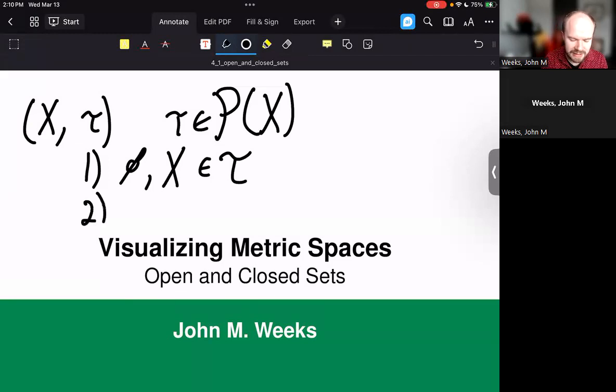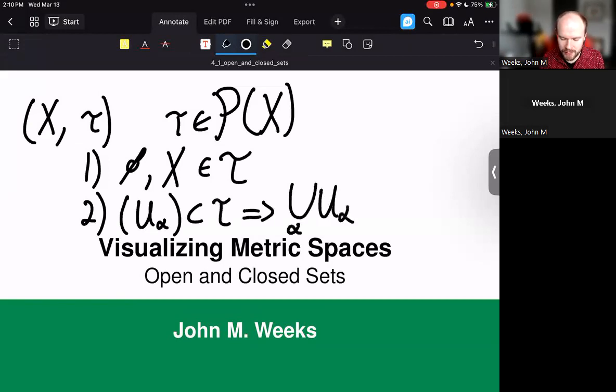The second thing is that if you have a collection of elements, let's call them U sub alpha, that is a subset of this topology, then that implies that the union over alpha of these U sub alpha is an element of this topology. That means that this is closed under a union of any size collection. This could be a finite collection. This could be an infinite collection of any size. You can always take a union over any number of elements inside of that collection.